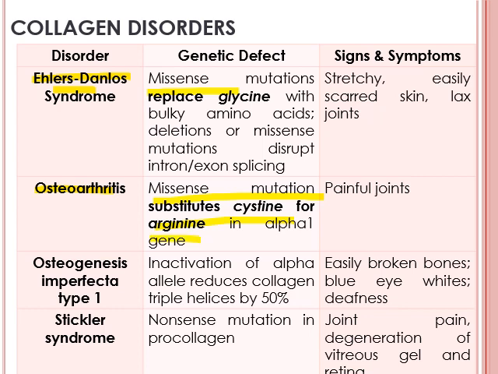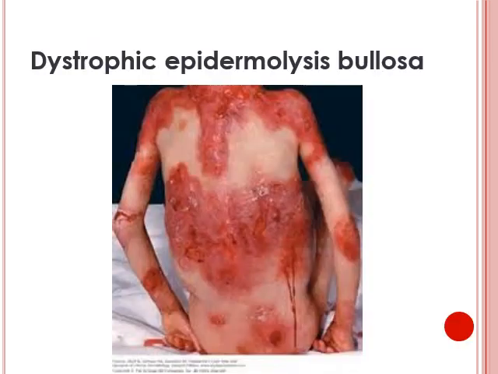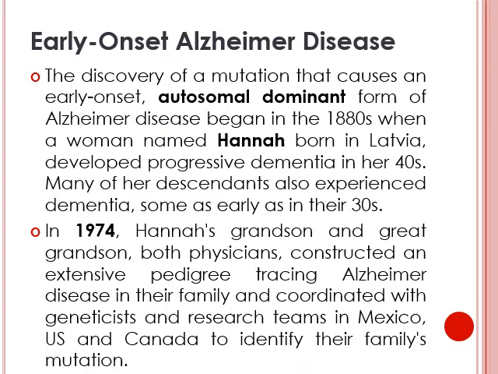We also have osteogenesis imperfecta type 1, where inactivation of an alpha allele reduces collagen triple helices by 50%. It can cause easily broken bones, blue eye whites, and deafness. We also have Stickler syndrome, a nonsense mutation in procollagen. It can cause joint pain and degeneration of the vitreous gel and retina. That is the picture of individuals with dystrophic epidermolysis bullosa.